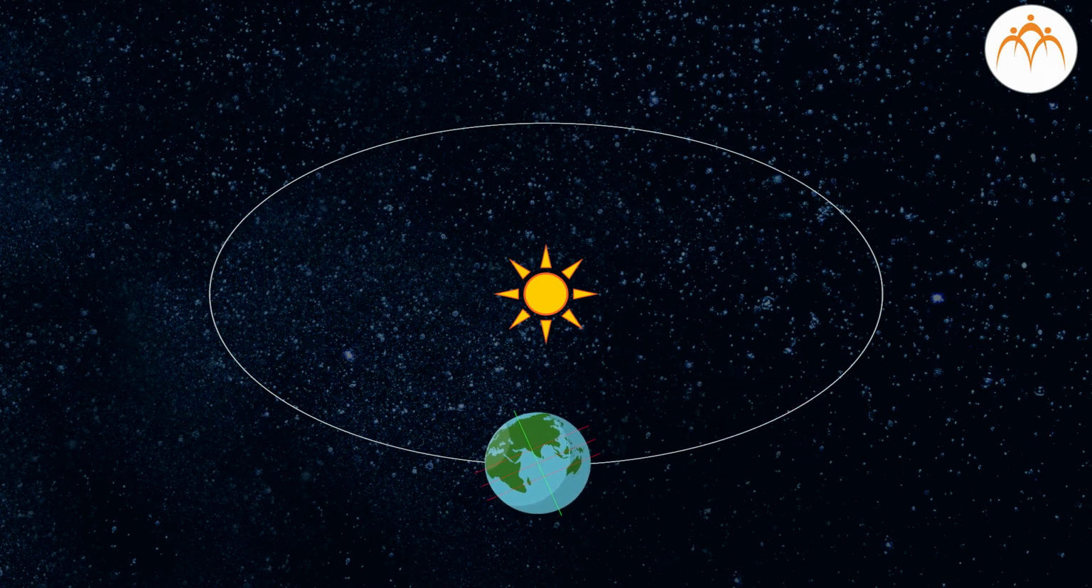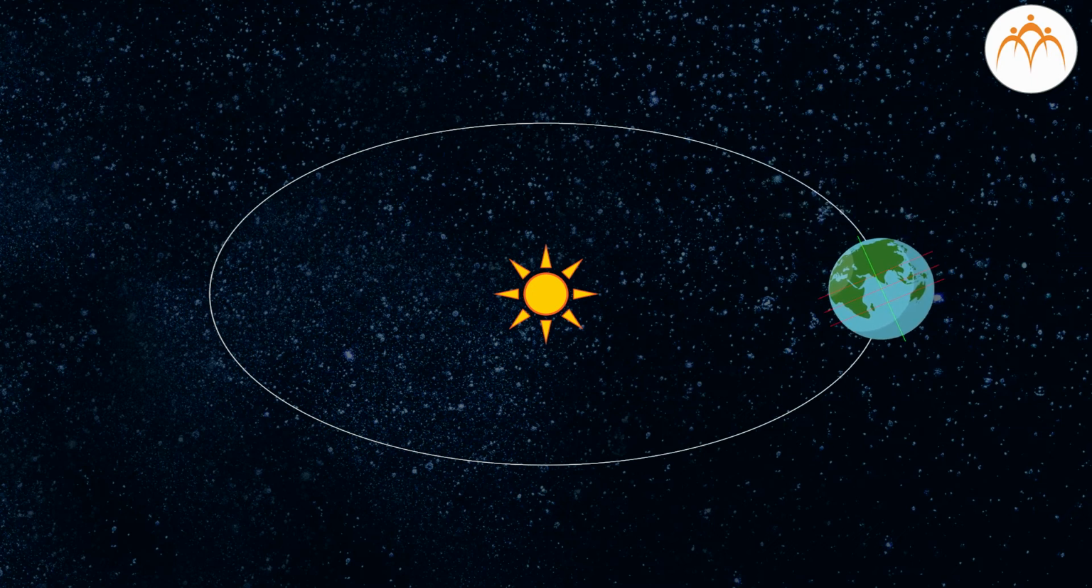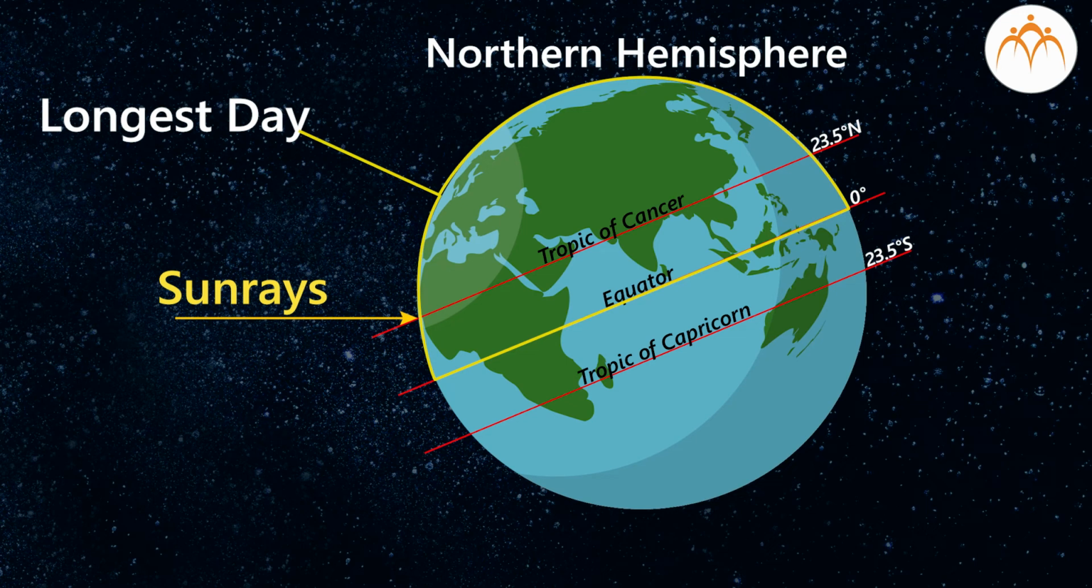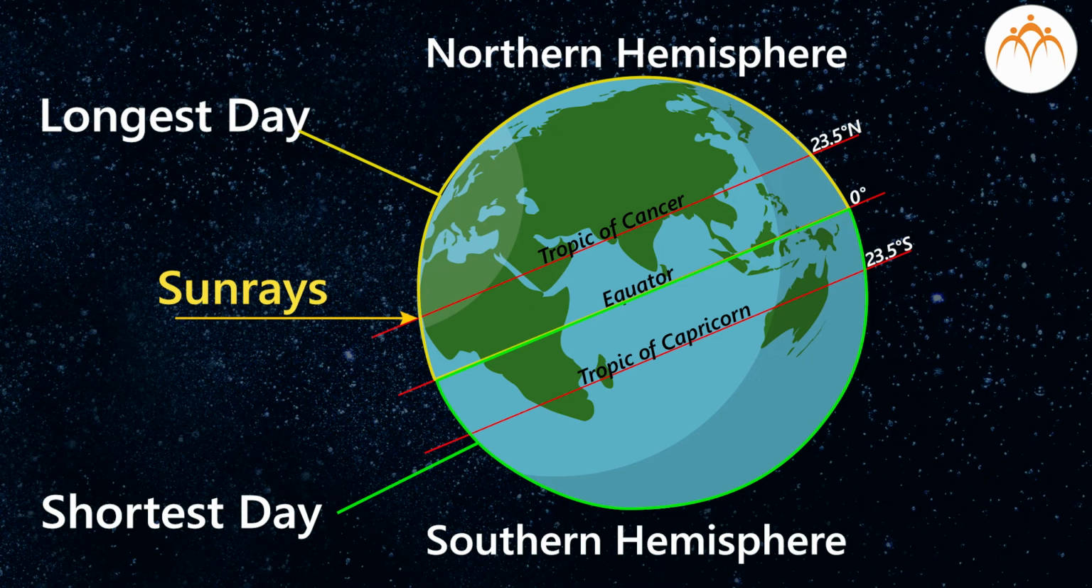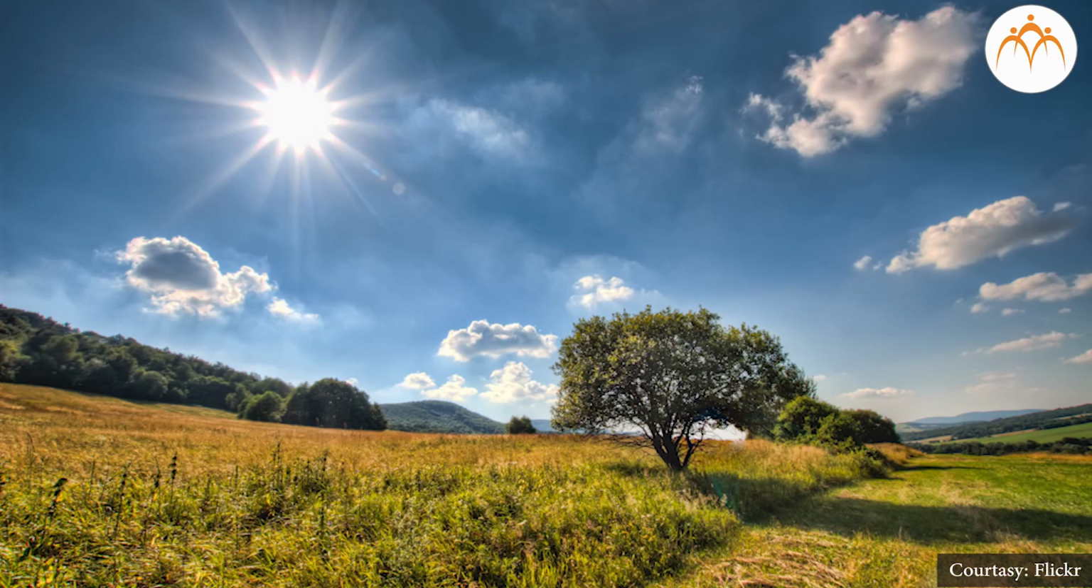As the earth continues its revolution, due to this tilt of 23.5 degrees, the sun's rays fall perpendicular on the Tropic of Cancer, that is 23.5 degrees north latitude, in the month of June, 22nd or 23rd. This is the day when we have the longest day in the northern hemisphere and shortest day in the southern hemisphere. More area of the northern hemisphere receives the rays of the sun. Thus, it is the summer season in the northern hemisphere.